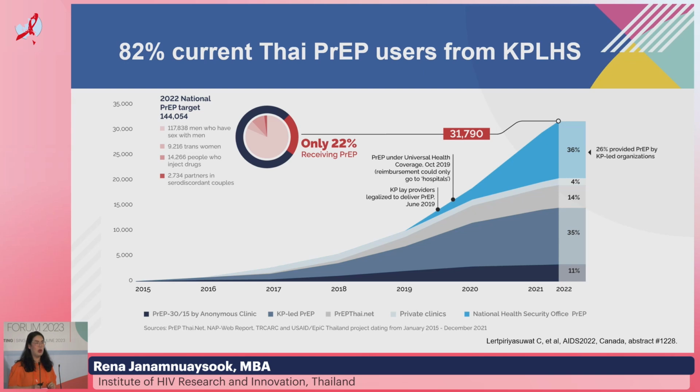This slide shows you one of the success stories from Thailand. You can see on this slide that 82% of current Thai PrEP users actually come from the 11 key population-led clinics in the country. However, when compared with the national PrEP target in Thailand, we have only achieved 22% of the national PrEP target. So there is an urgent need to accelerate, to scale up and expand the key population-led health service model throughout the country.